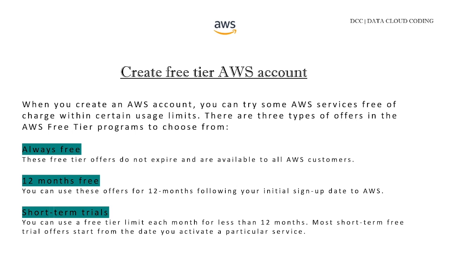If you want your account to be always free and limited to a certain number of services, you can go for the always free category. If you want your free tier to be of a 12-month period, you can go for the 12 months free period. And talking about the short-term trials, you can use a free tier limit each month for less than 12 months. And most short-term free trial offers start from the date you activate a particular service.